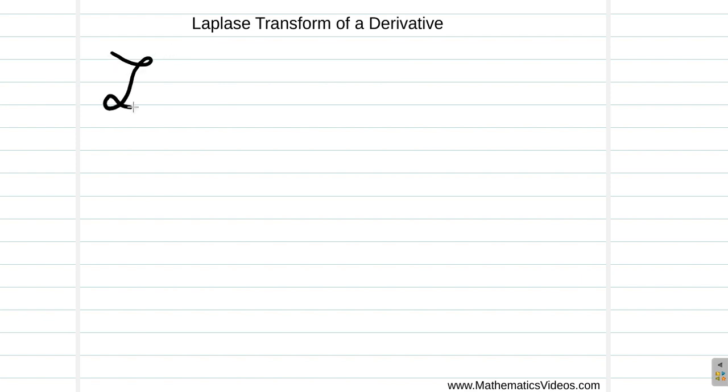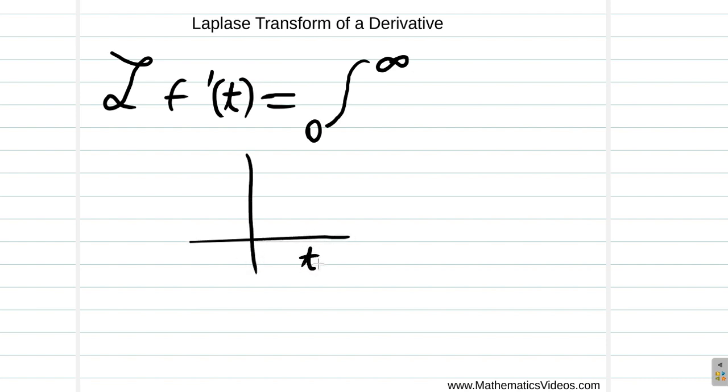So, the Laplace transform of f prime x is equal to, and remember, it is the integral from 0 to infinity. And by the way, let's use t. T is popularly used, and I consider it more practical because t is usually used to represent time. Many functions are functions of time. So you have your graph. This would be the t-axis, the time axis, and this would be some f of t, or y-axis. Some function of t.